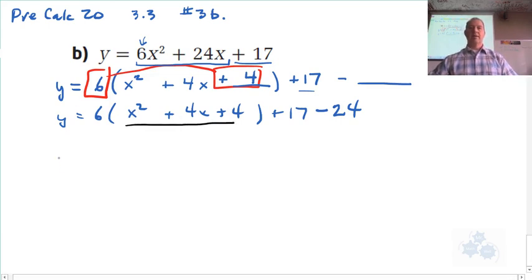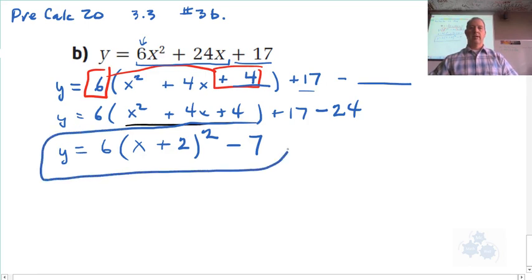So when I rewrite this, it's going to be y equals 6 times x plus half of this number. That's the number that we squared to get this, so it's 2, all squared. And then 17 minus 24 is going to be minus 7. And that should be your answer there for 3b.